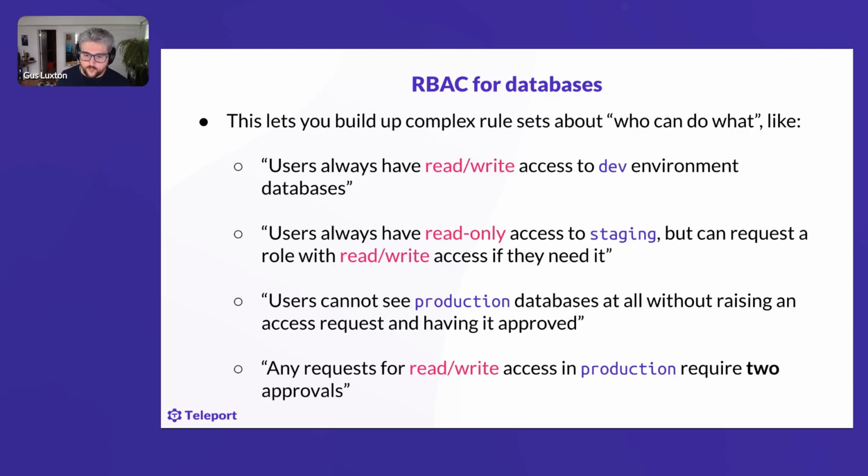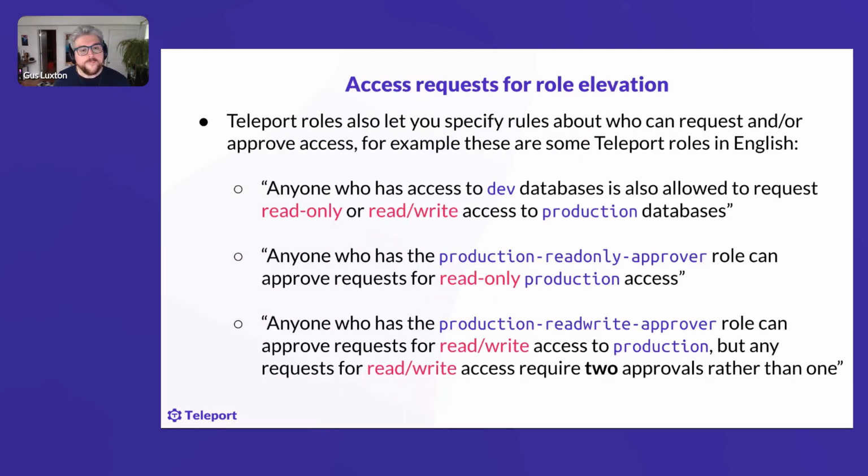But Teleport can enforce these, and it can make sure that people can't get access to things that you don't want them to have access to without the proper level of approval. This also lets you specify rules about who can request and or approve access. So here are some examples of Teleport roles, but written in English. So anyone who has access to dev databases is also allowed to request read-only or read-write access to production databases. That's just a plain English representation of something you could write in a Teleport role.